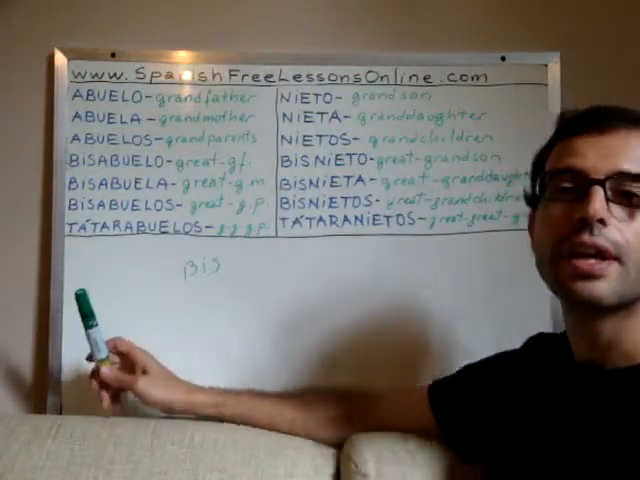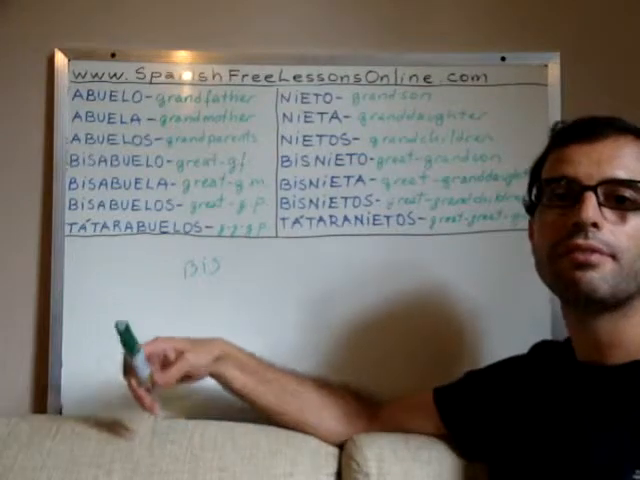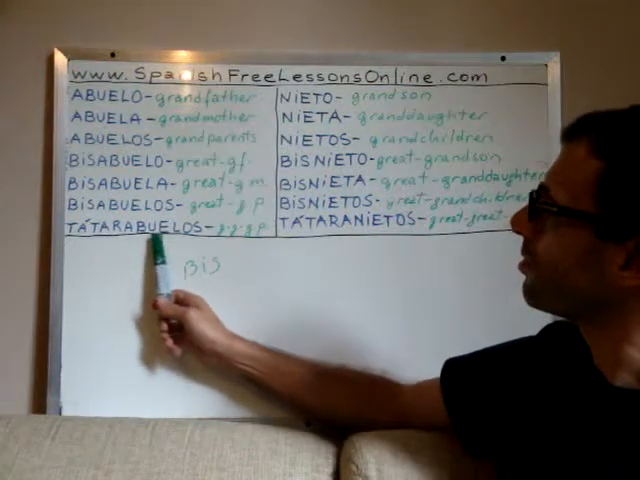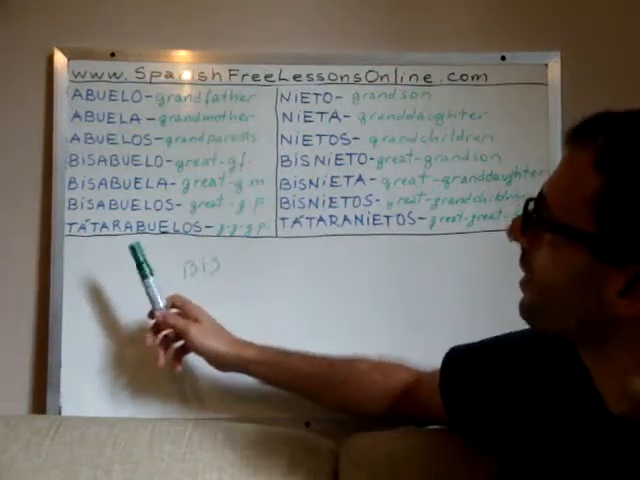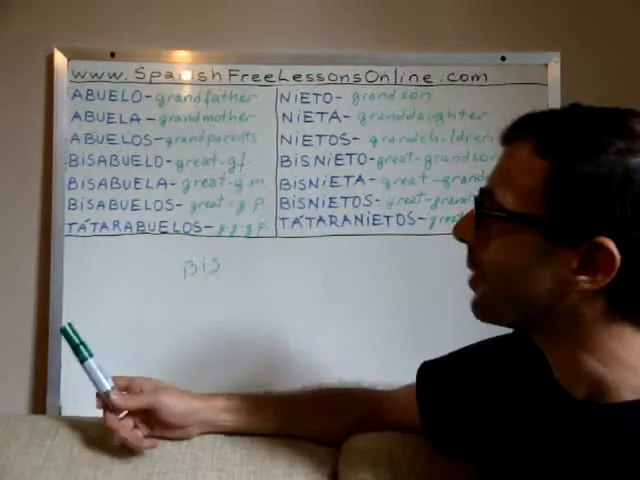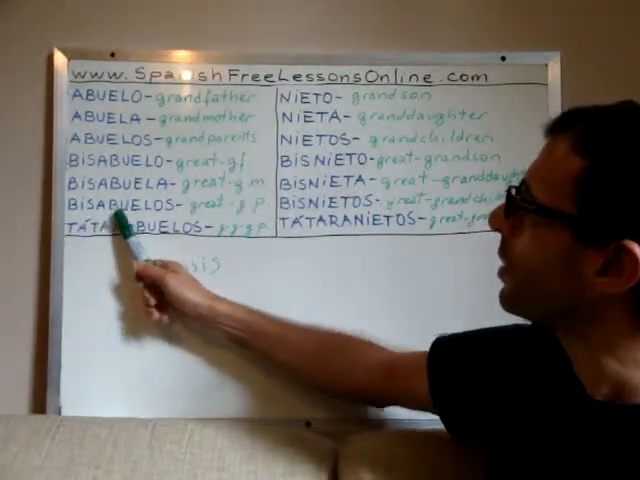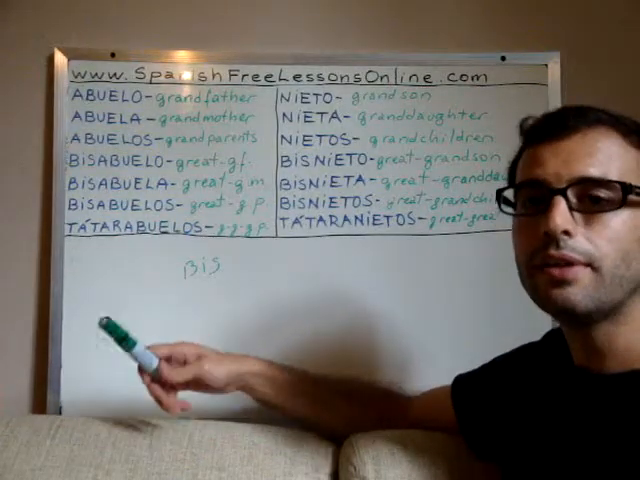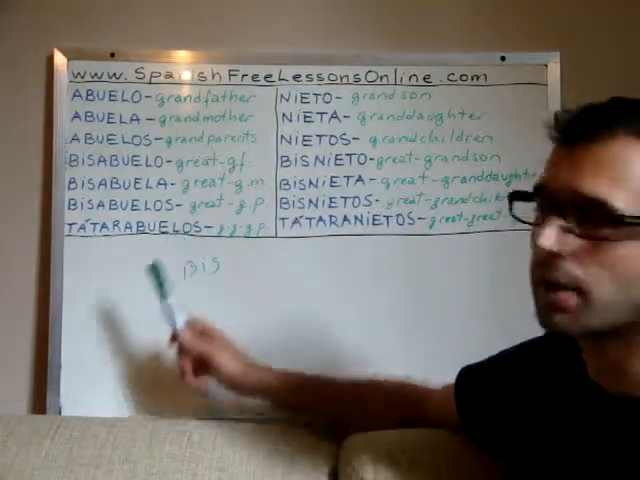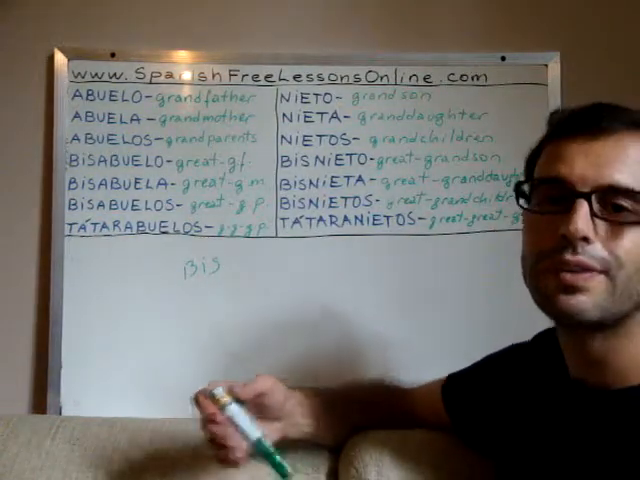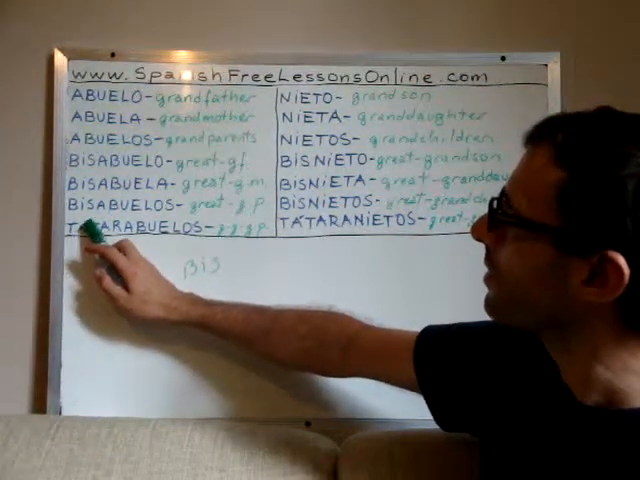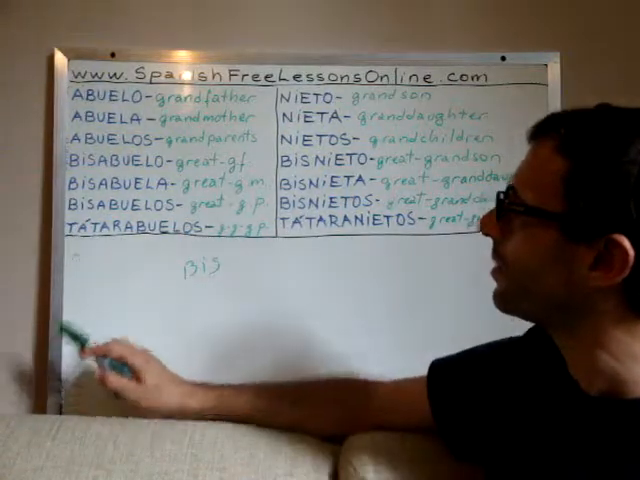Then we have the great great grandparents, okay? Tatarabuelos. So, let's see. The grandparents are abuelos. The great grandparents are bisabuelos. And the great great grandparents are the tatarabuelos. Okay? Tatarabuelos. Always the accent is in the word that has the tilde here, right? We know it's tatarabuelos.